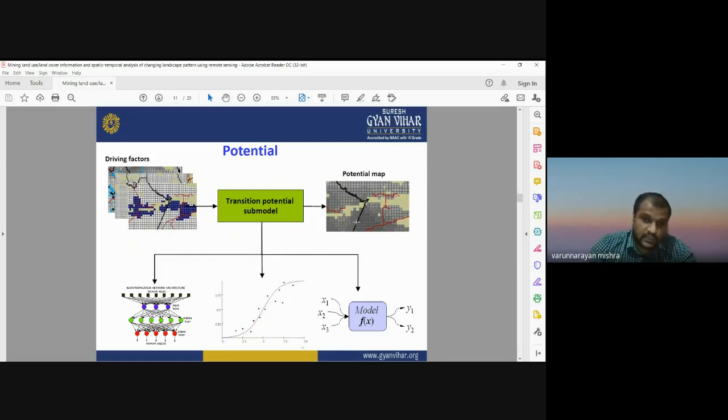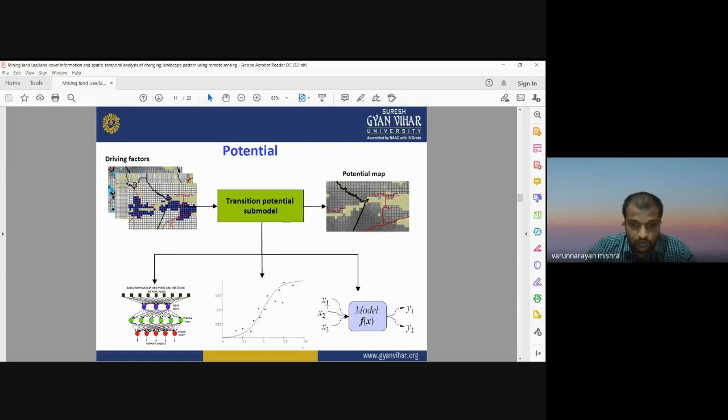During the process of identification of the location, we will incorporate several driving factors. Several driving factors may include socioeconomic factors or biophysical factors, and all this information will be integrated in the neural network or any other model to get the output. So here you can see x1, x2, x3 are the input variables. It may have two different LULC classes. It may have different driving factors, different driving variables.